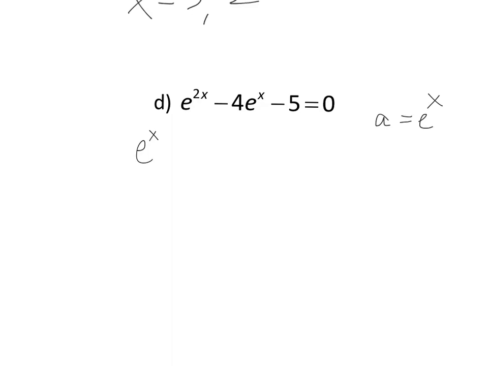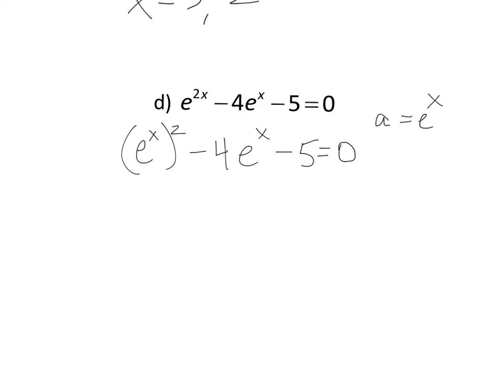Just for instructional purposes, I'm going to rewrite this term as e to the x squared minus 4 e to the x minus 5. Sorry if you can hear a tornado testing alarm going off in the background. It's, what, first Tuesday of every month.